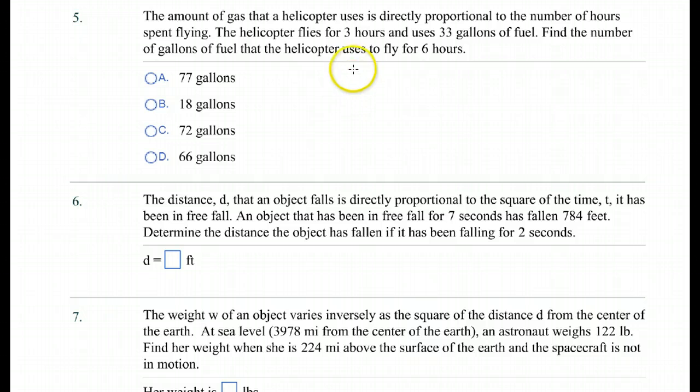Then we're going to use the given information: the helicopter flies for 3 hours and uses 33 gallons of fuel, to figure out the constant of proportionality. And then finally, after we do that, answer the question: how much fuel are you going to use if you fly for 6 hours?